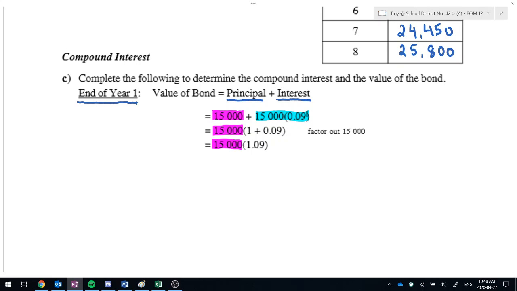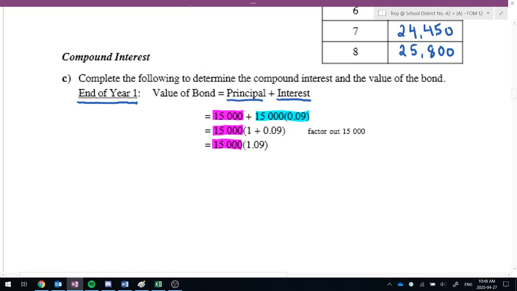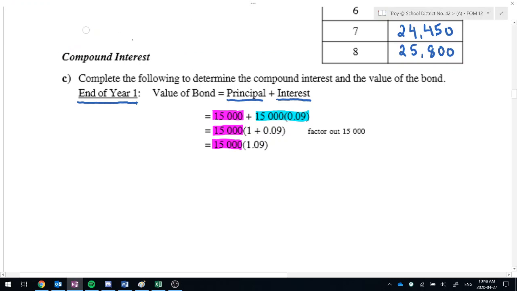Right? But notice how here and here we have $15,000. So we just factor out 15,000. So that's this guy here. Okay. And then if we factor out 15,000 from 15,000, we get 1. And then we just have the 9% over here.